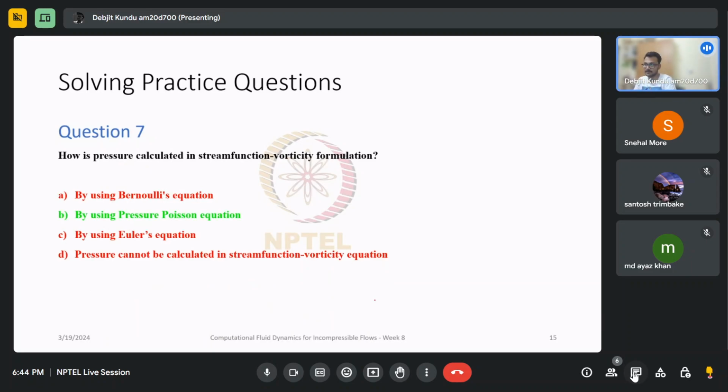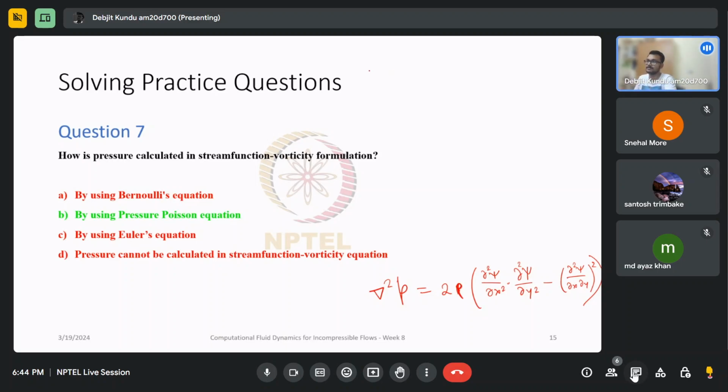If I remember correctly, it looks something like this. The Laplacian of P equal to 2 rho into the second derivative of psi with respect to x multiplied by again second derivative with respect to y minus a mixed derivative with respect to both x and y whole squared. I'm not entirely sure about this. You can go and check. I think this is the one.